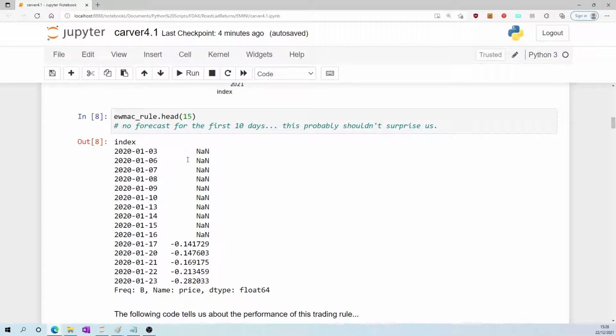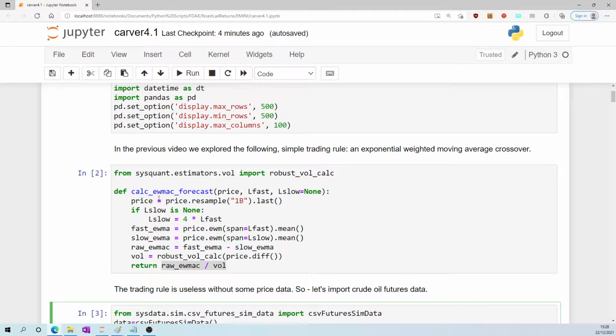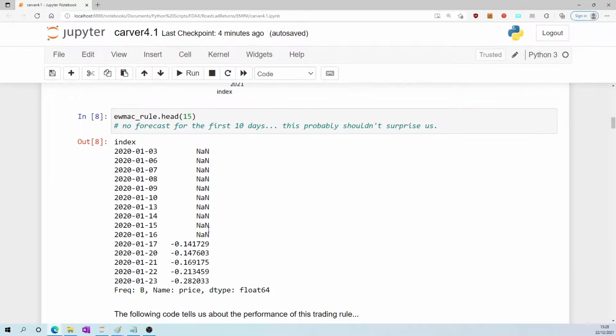Here are the raw values of the forecast that we generated, the first 15 rows. It's not surprising to me that the first 10 rows are blank, because as I recall, the forecast function up here does require a minimum amount of data to actually generate forecasts from, and I believe that minimum was 10 days.